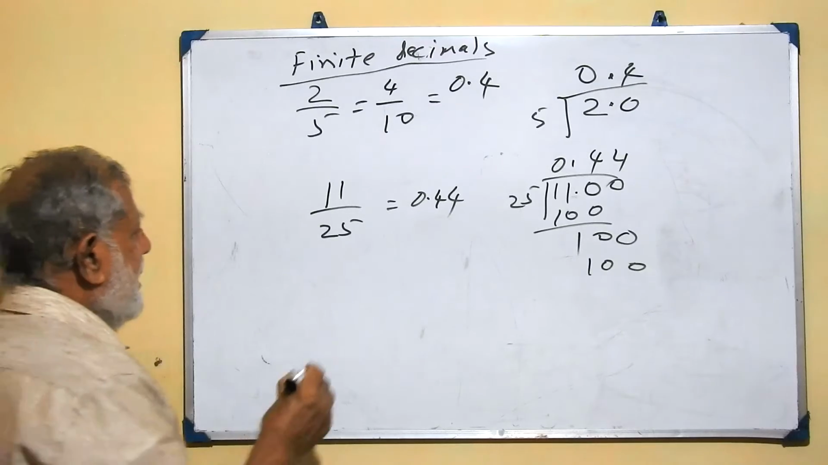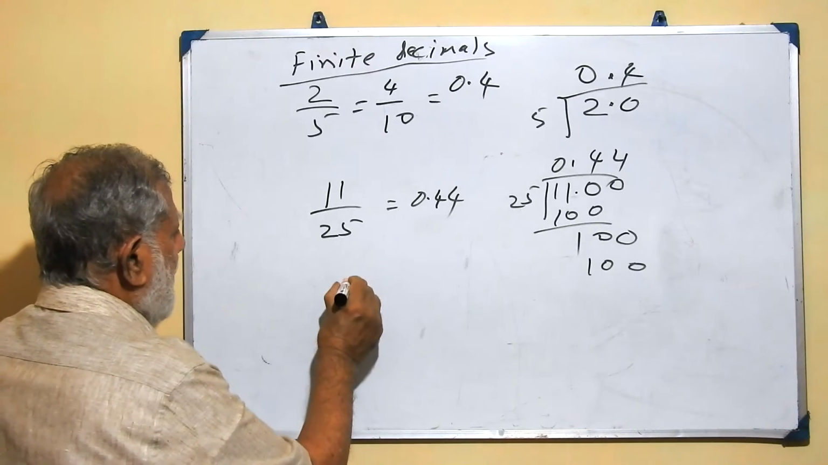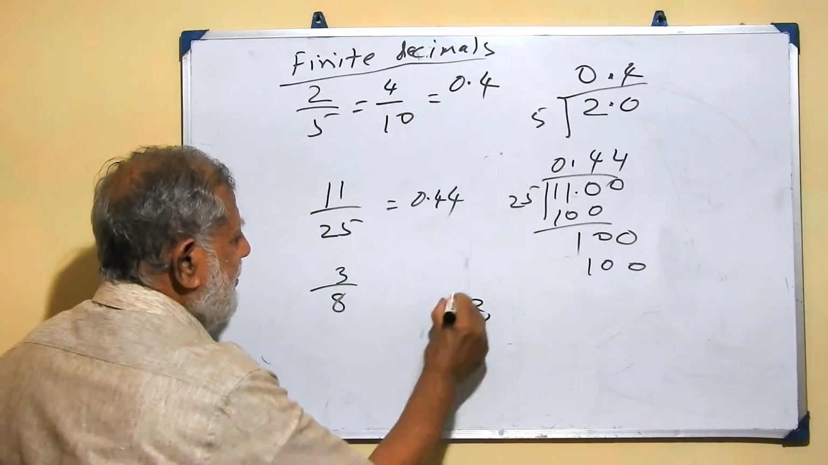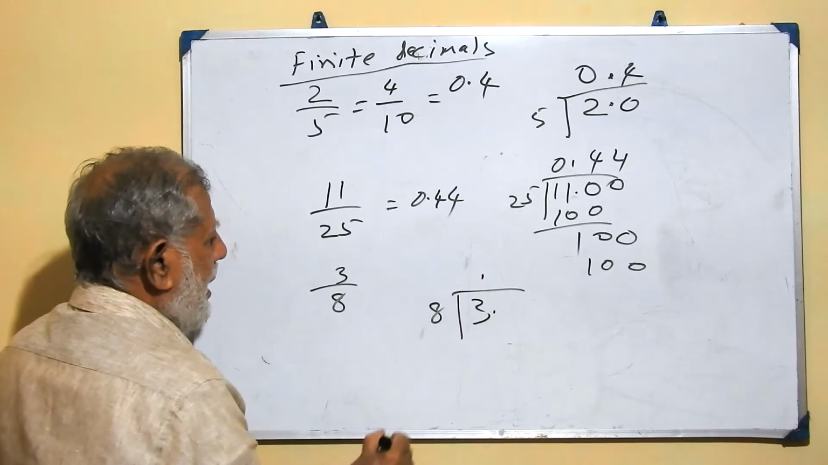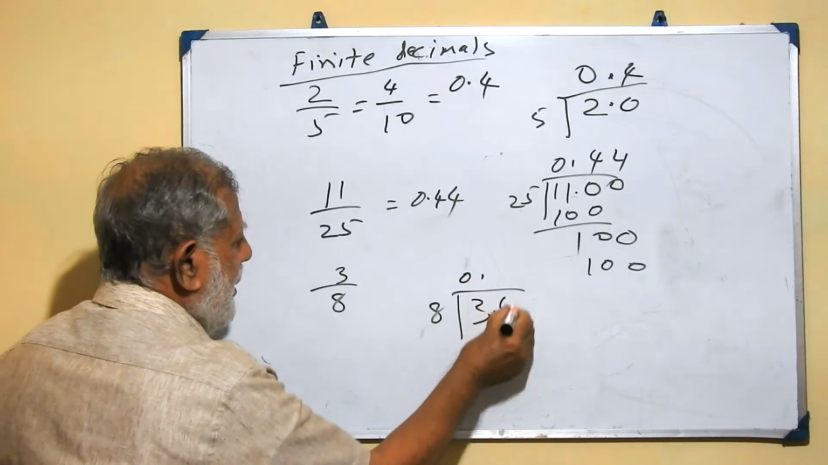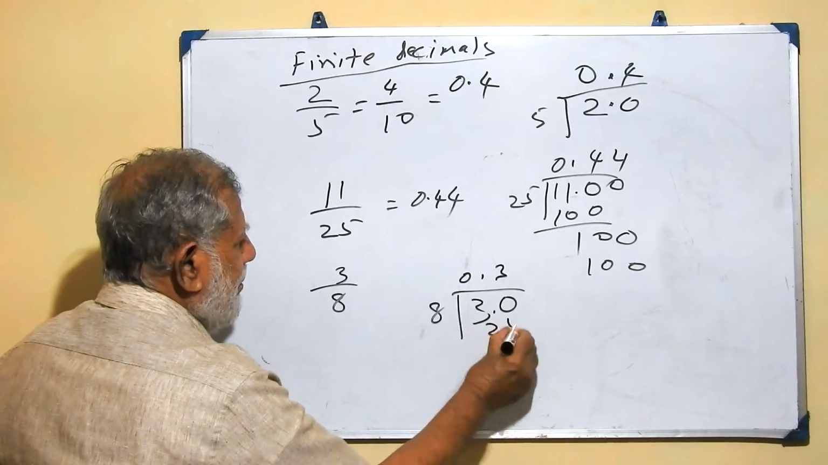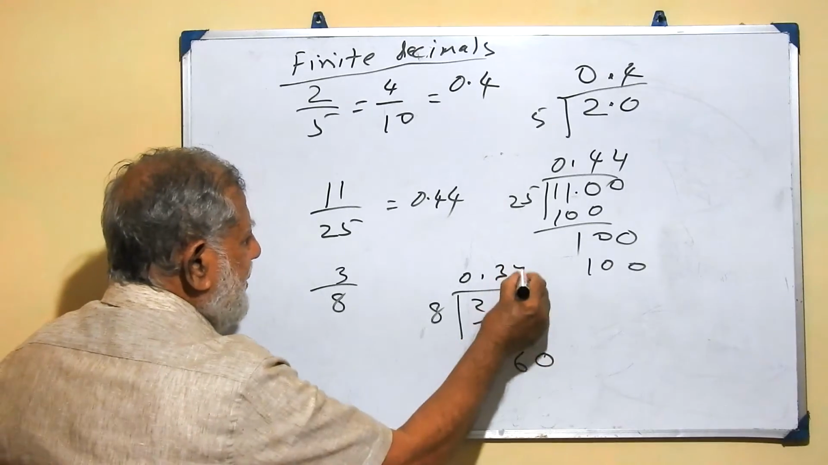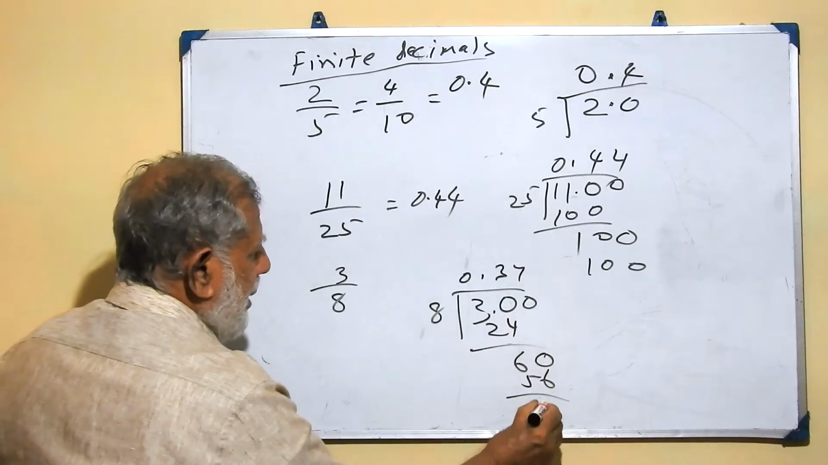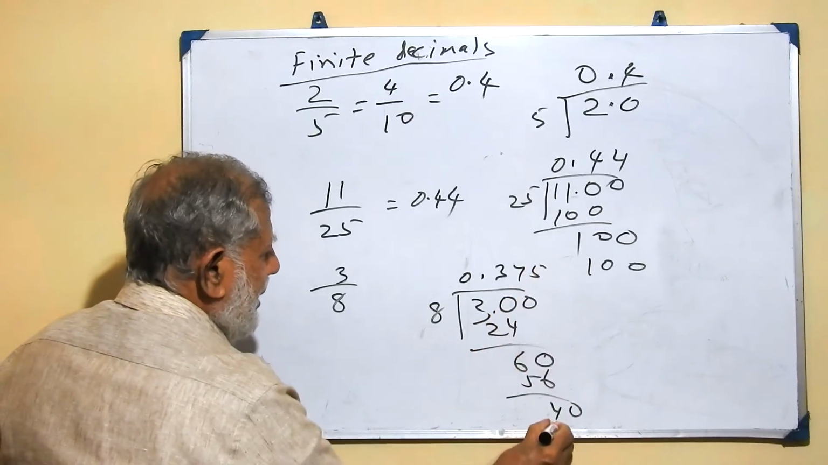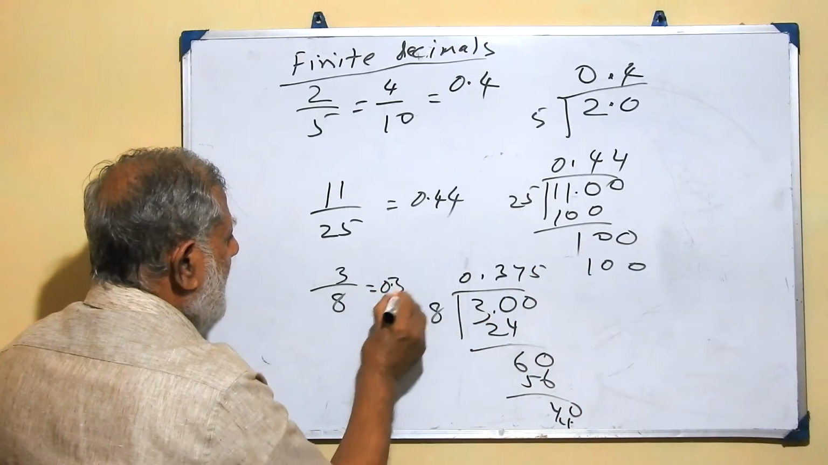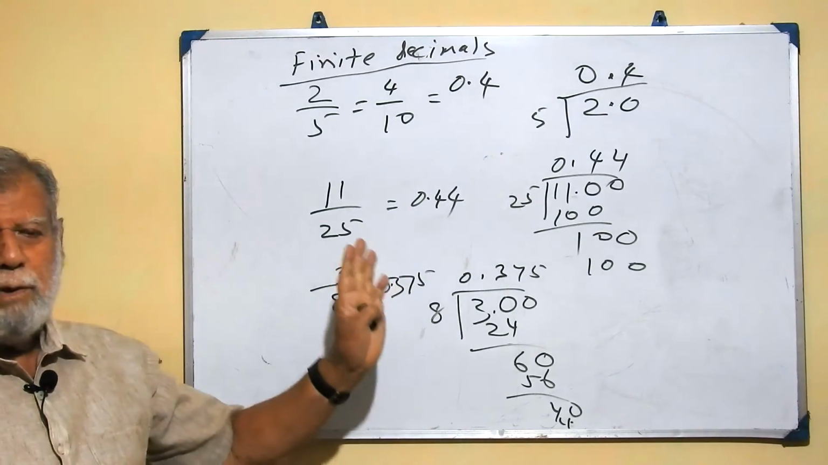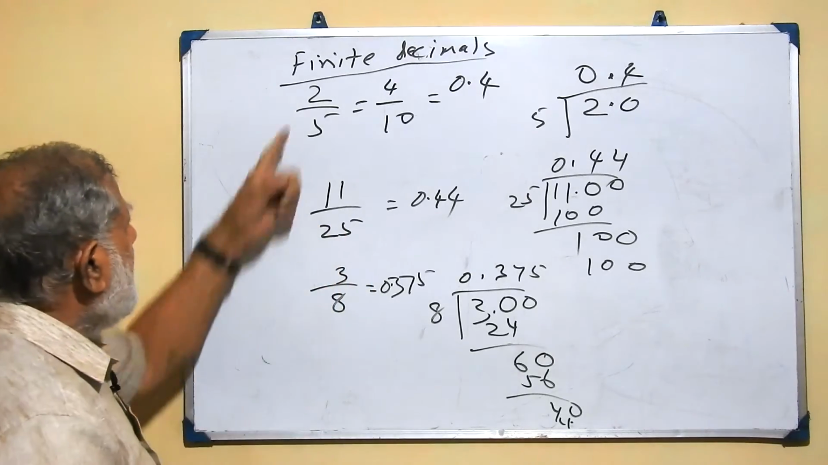We will take another example. 3 upon 8. We will divide 3 by 8. Then decimal, then 0. Then put a 0 here, 30. Then 8 3s are 24. Then when you subtract, 6, then put a 0 here, 60. 8 7s are 56. Then subtract, 4, 40. So 8 5s are 40. So this is equal to 0.375. So these are finite decimals. Finite decimals are decimals that stop when you divide by a certain number. So this is the definition for finite decimals.